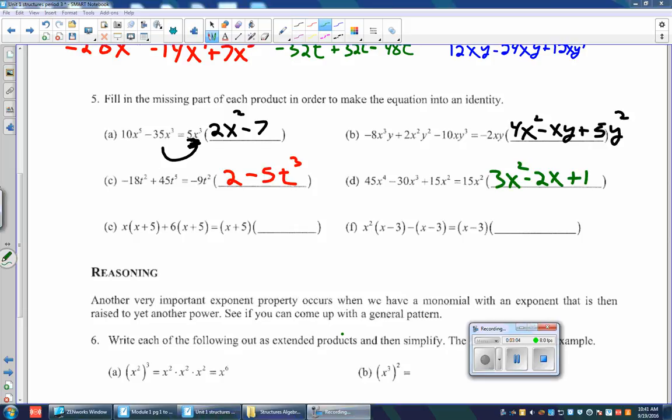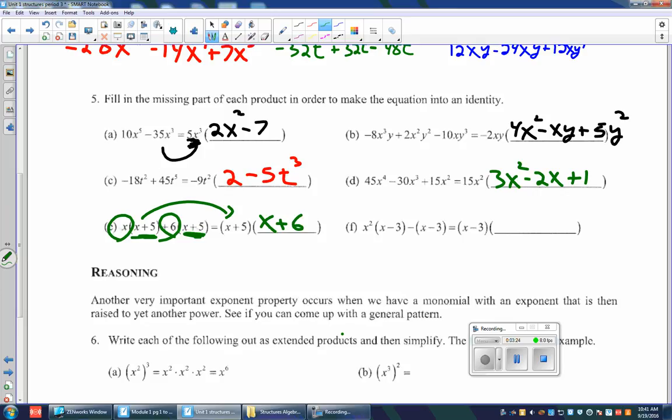Let me just write these in. So there's A, B, C, and D. Those are very straightforward. Now this one, again, is factoring by grouping. We notice that we have the x plus 5, so we can factor out. They have a greatest common factor of x plus 5, so we take that out. And then what are we left with? We're left with the x plus 6.